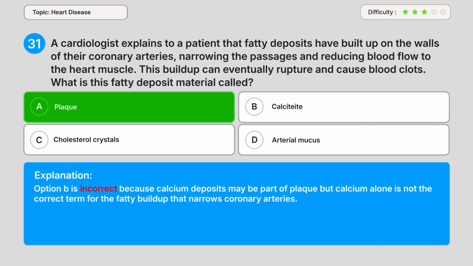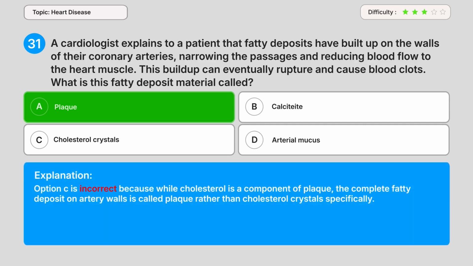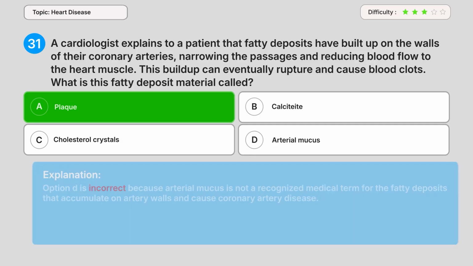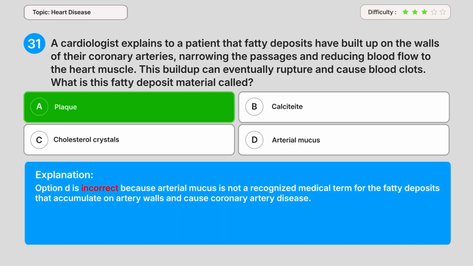Option B is incorrect because calcium deposits may be part of plaque, but calcium alone is not the correct term for the fatty buildup that narrows coronary arteries. Option C is incorrect because while cholesterol is a component of plaque, the complete fatty deposit on artery walls is called plaque rather than cholesterol crystals specifically. Option D is incorrect because arterial mucus is not a recognised medical term for the fatty deposits that accumulate on artery walls and cause coronary artery disease.